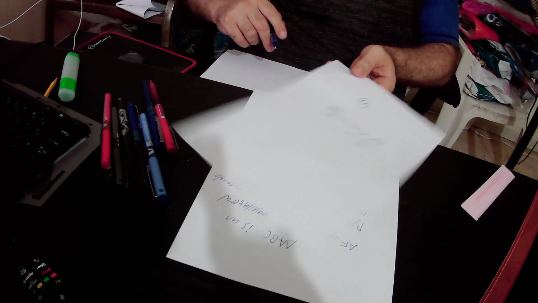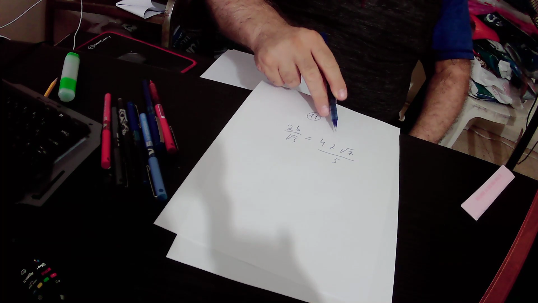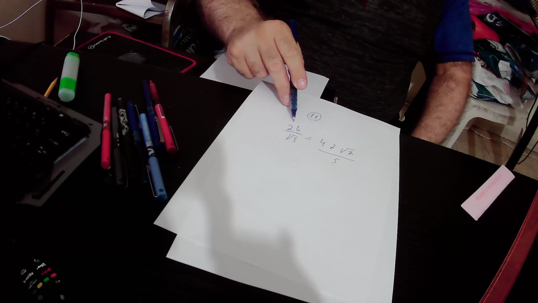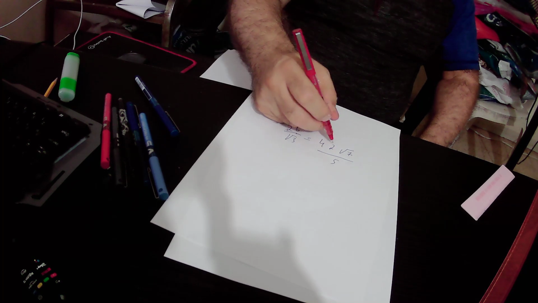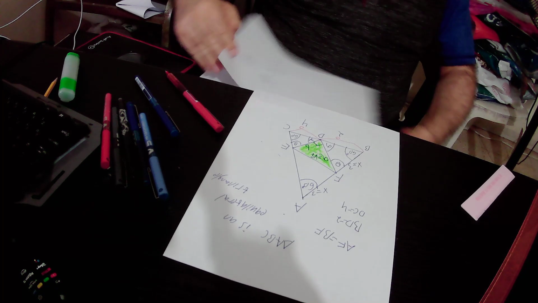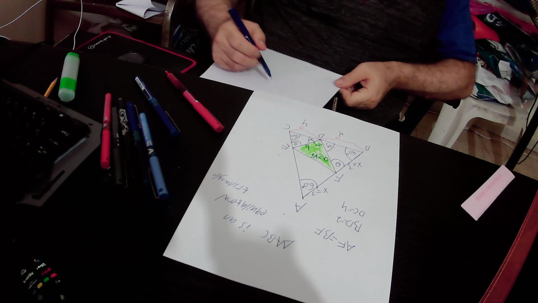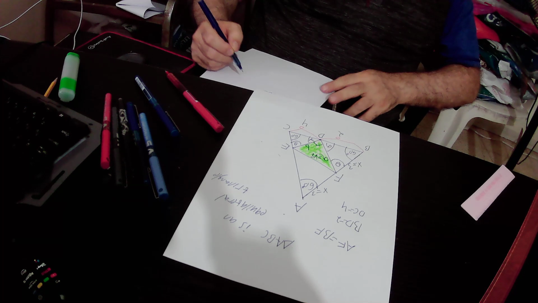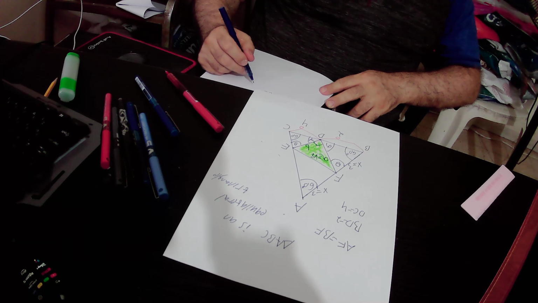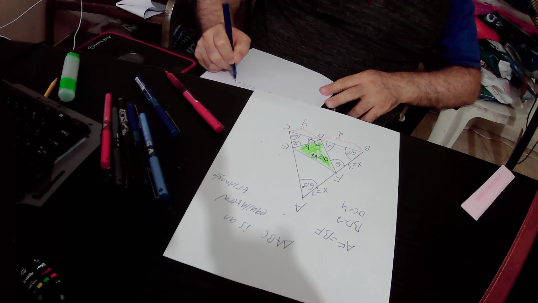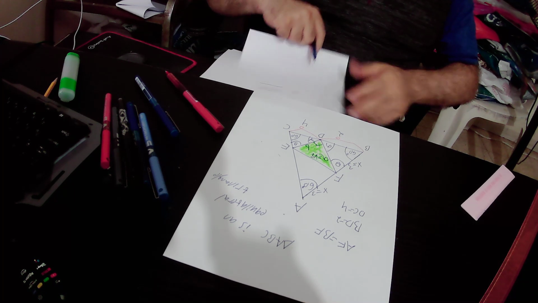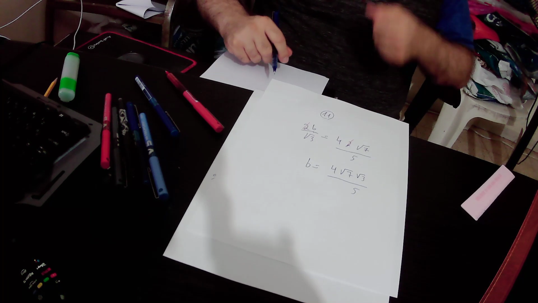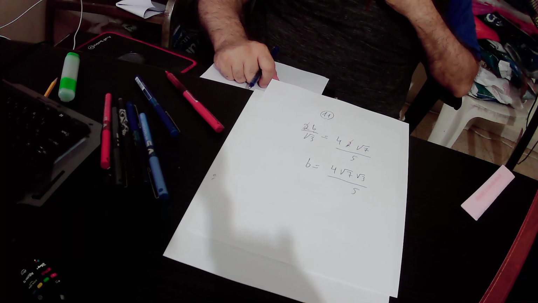Here we can cancel 2 because we have 2 in the numerator of this side of the equation, and we have 2 in the numerator of this side of the equation. So we can cancel 2, and we'll get that b equals 4 times root 7 times root 3 over 5.